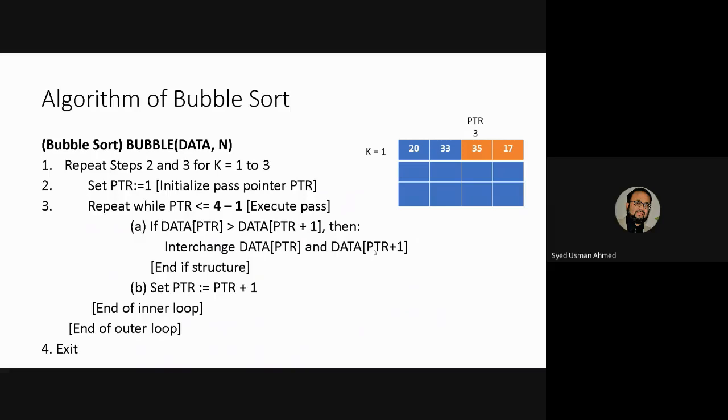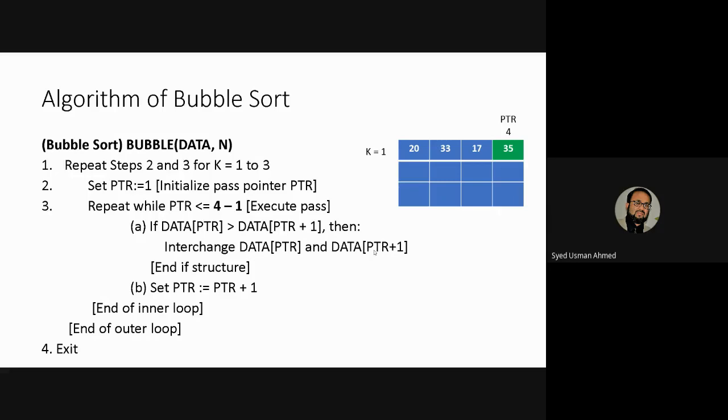35 is compared to 17, and now we find that 17 is less than 35. So we go inside the if condition and interchange the data at PTR, that is 35, with the data at PTR plus 1, that is 17. Then we increment the value of PTR to 4. Now when we come back to the while loop, the PTR value should be less than or equal to 3, but in this case the PTR value is 4. So we quit this while loop and go back to the for loop.